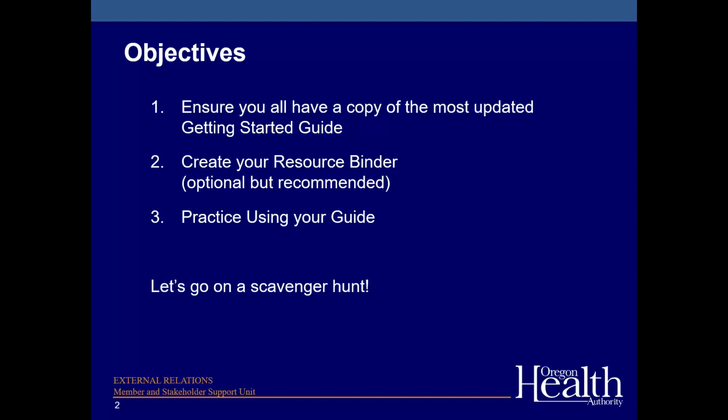If you don't have a resource binder, we really recommend that you create one. You might not have been able to do it in time for today, which is fine, but the materials you would need are a 1/2 or 1 inch 3-ring notebook and about 25 page protectors. Then you print your Getting Started Guide in color and insert the pages into the page protectors.